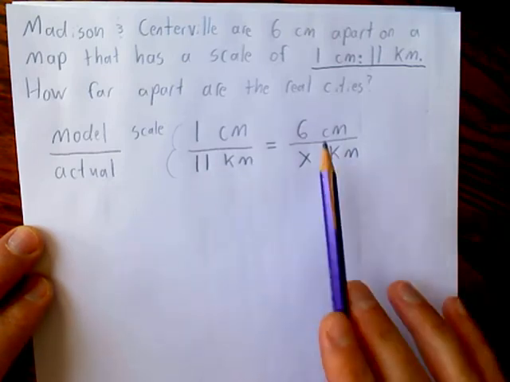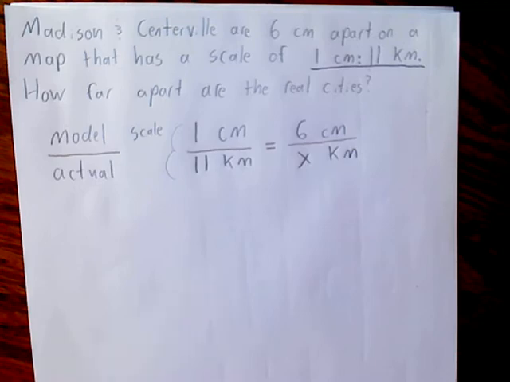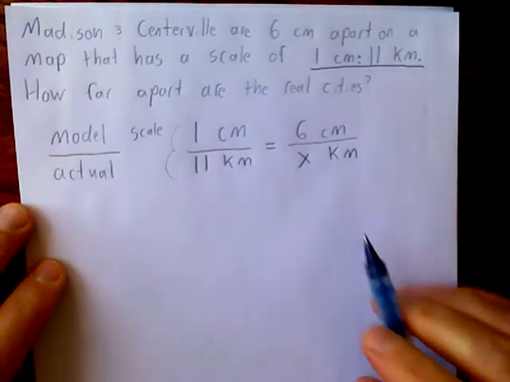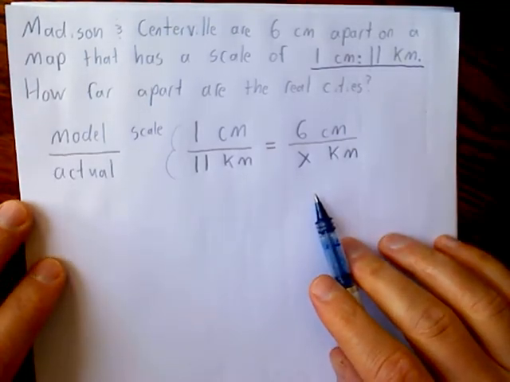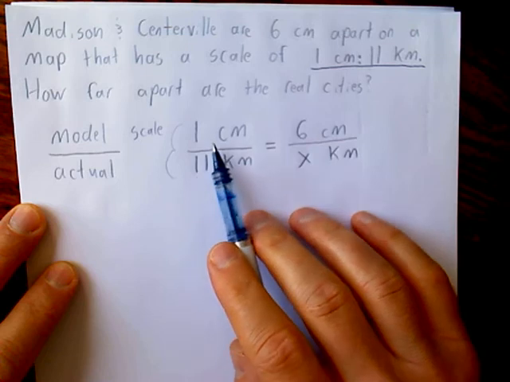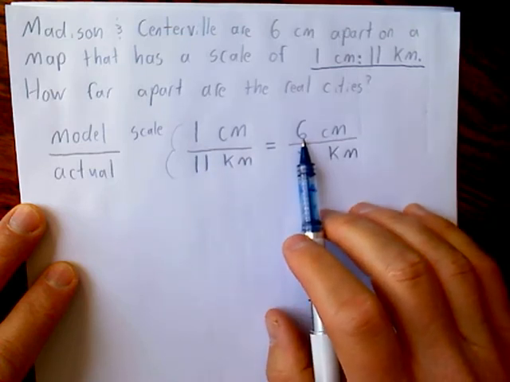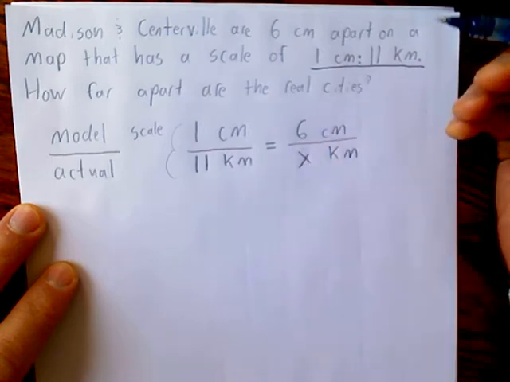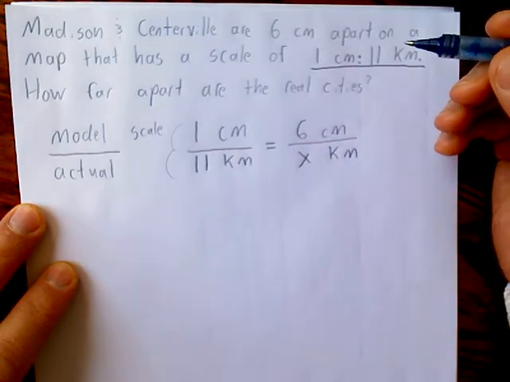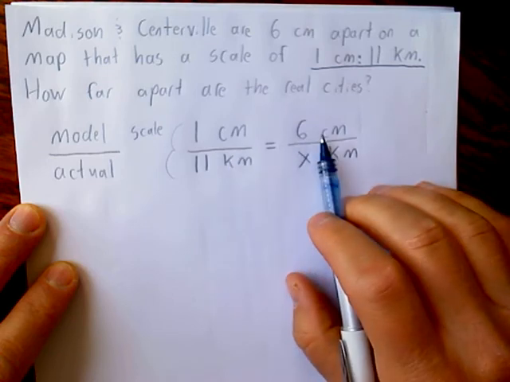So after I've set up my proportion, now I need to solve for X. And the way we solve for X during proportion problems is we look for a relationship first to make it easier on ourselves. Is there a relationship between our known numbers? 1 and 6. And I encourage you to pause this and think about it. What are we going to multiply or divide to get from one to the other?